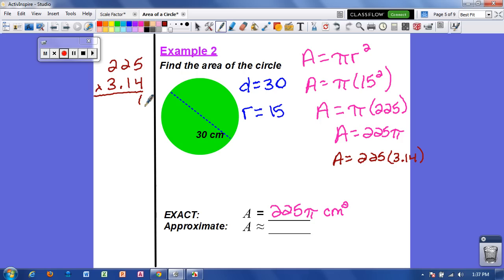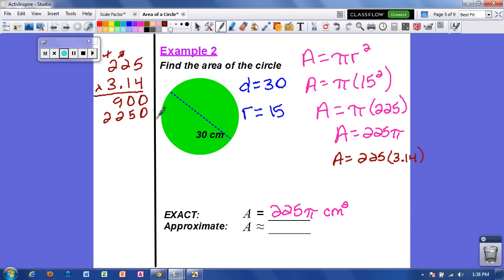Alright, 5 times 4 is 20. 2 times 4 is 8, plus 2 is 10. 4 times 2 is 8, plus 1 is 9. Put my 0 down. 5 times 1 is 5. 2 times 1 is 2. 2 times 1 is 2.